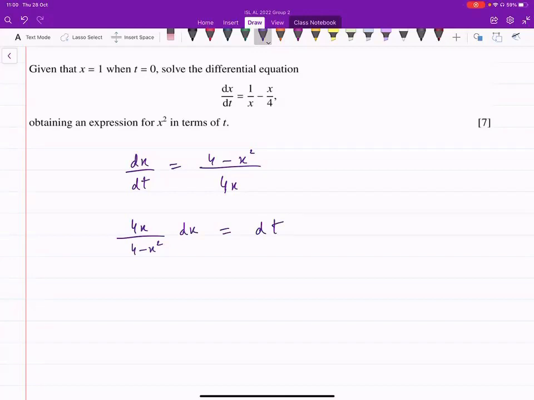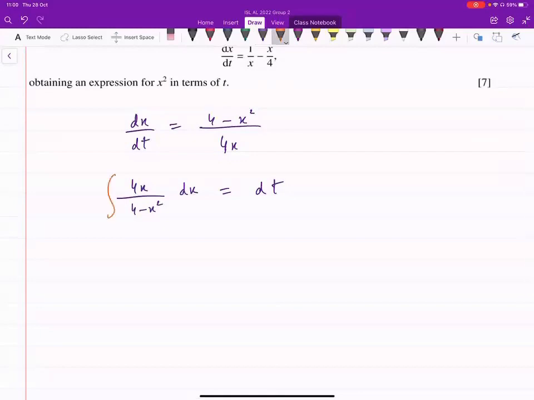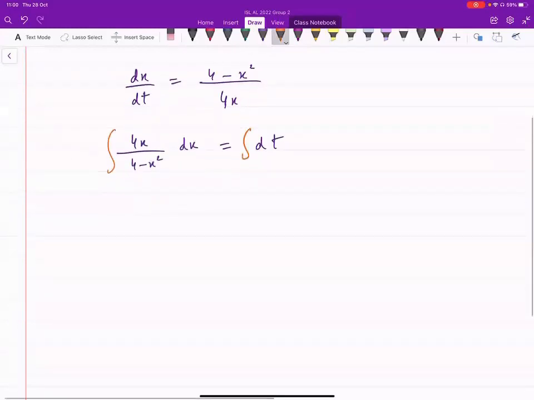ठीक है, now we integrate both sides. दोनों sides को integrate कर दिया. On the left side we've got a log form, or we can convert it to a log form. Denominator का derivative क्या होगा? -2x. We need -2x in the numerator.